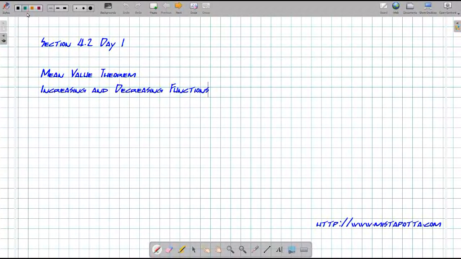In today's lesson, we're going to be talking about the mean value theorem, and how to tell when a function is either increasing or decreasing. And this is really going to help connect with what we did in our previous lesson, which was identifying local extrema, our relative extrema, and our absolute extrema. So I first want to start by talking about the mean value theorem.